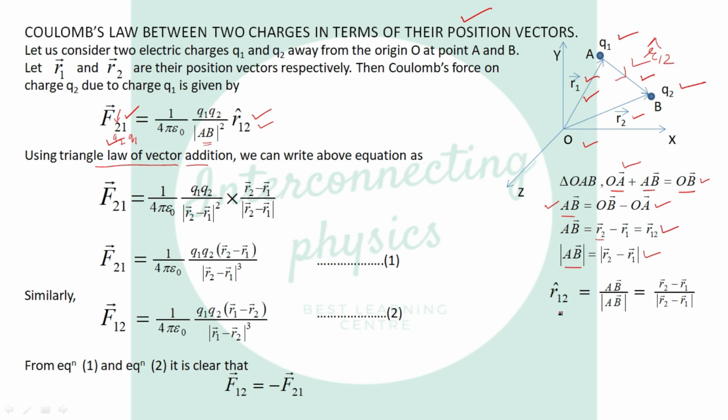Now, what is the definition of unit vector? The definition of unit vector is the given vector divided by the magnitude of the vector. Now the vector is AB vector and the magnitude is AB magnitude. So substitute the value of AB vector, which is R2 minus R1, and AB modulus is R2 minus R1 magnitude. Now substitute all these values in this equation. AB whole square is R2 minus R1 whole square, and put the value of R12, which is R2 minus R1 vector divided by R2 minus R1 vector magnitude.